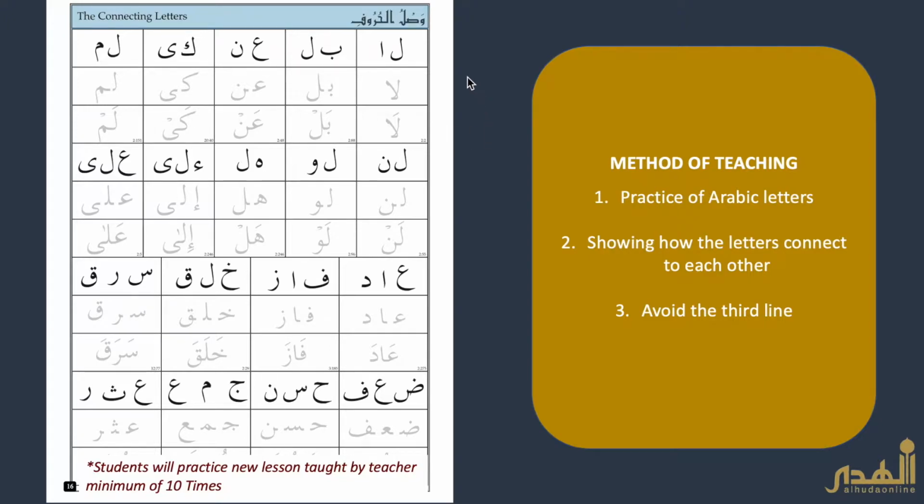So you can just show them on the first line and the second line how the letters look once they're connected to each other. And you will go over all the letters in the way I have mentioned, that first you will say lam, alif, and then lam, alif. And that's all they have to do. And then you have ba, and then lam, ba, lam. So that way you will know that they are able to identify these letters even when they're connected.